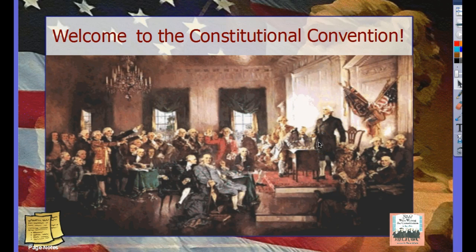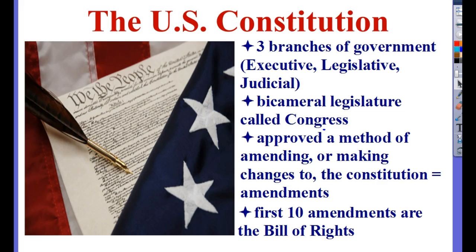They did elect George Washington as the president of the convention, which actually he ends up becoming our first president as well, because he is such a strong leader. The Constitution, they finally decided that it was going to set up the 3 branches of government like we have today: the executive, legislative, and judicial.